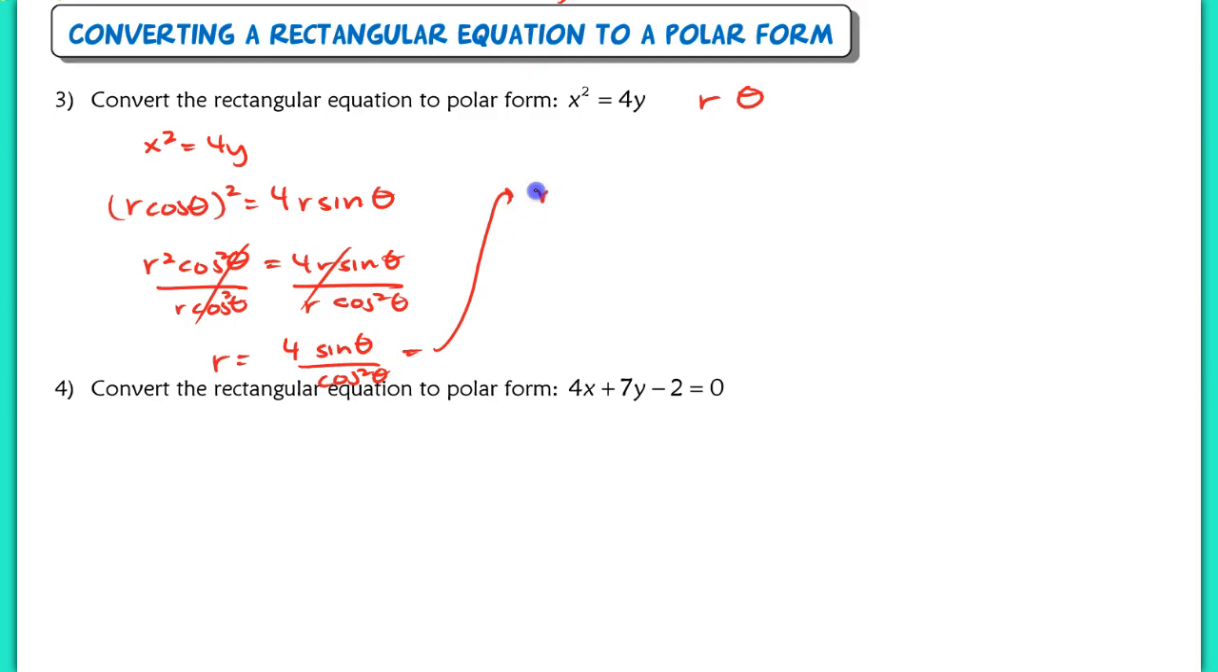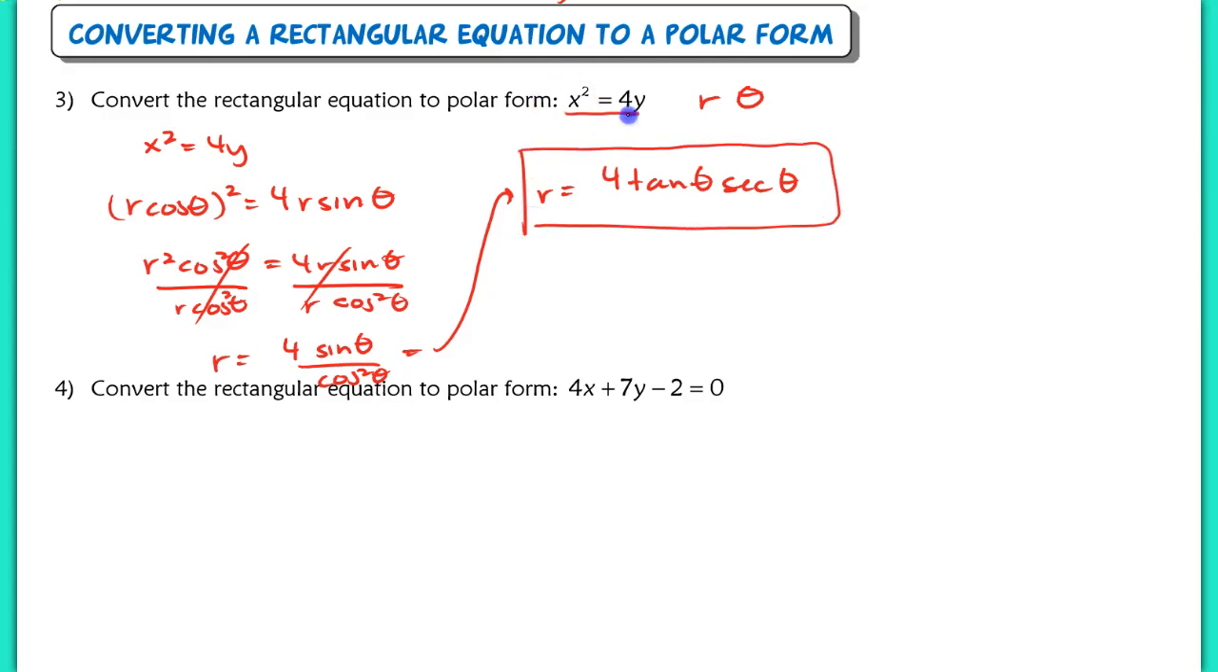So if you want to check that in the back of the book, you'd end up with 4 times the tangent of theta times the secant of theta, because you've got sine theta over cosine theta times another 1 over cosine theta. So this would be this equation here, the rectangular equation, in its polar form.